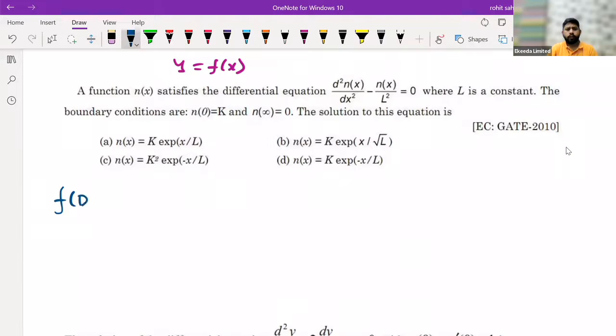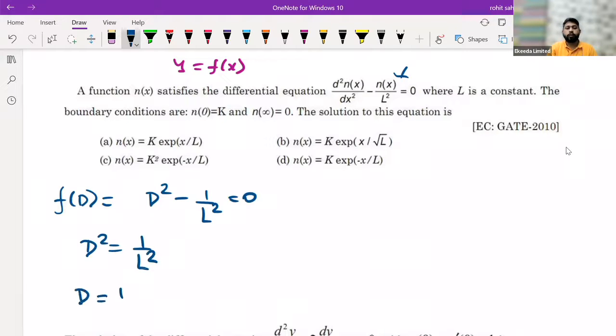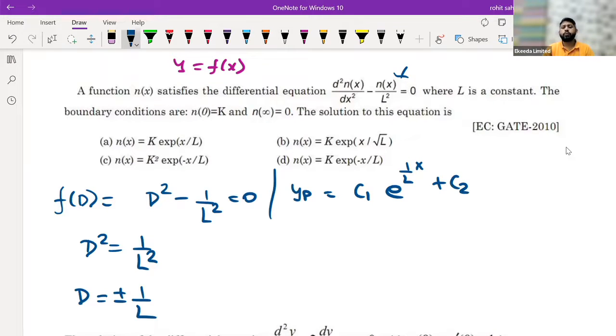First of all, your differential equation is d square minus 1 by L square equal to 0. ठीक है, this is just n of x, no differentiation. So you can say d square should be 1 by L square, or you can say d should be plus or minus 1 by L. That means your particular solution, जो कि यहाँ पे homogeneous ही है तो यही होना चाहिए, c1 e to the power of 1 by alpha x plus c2 e to the power of minus 1 by alpha x. These are the two cases which we get.